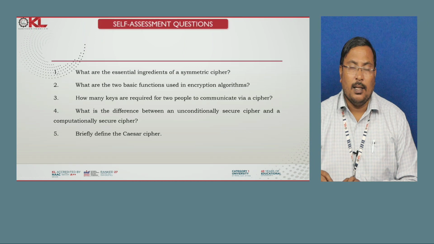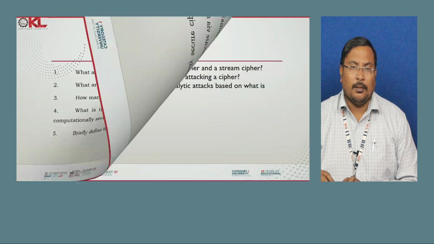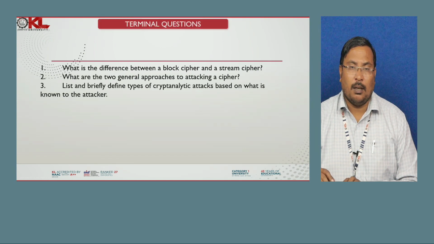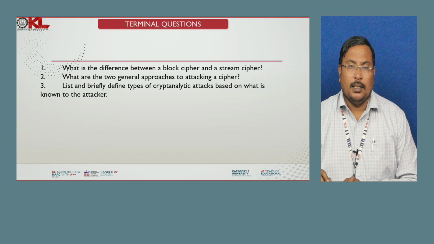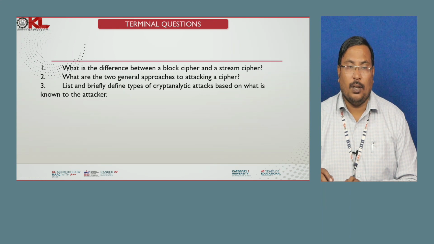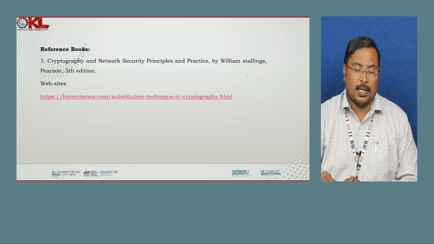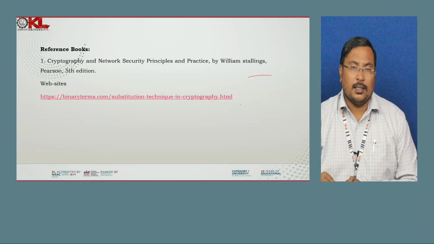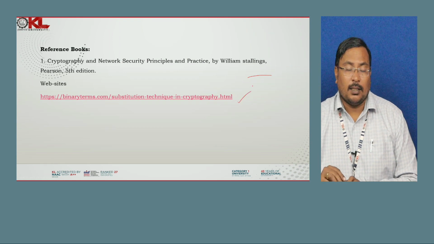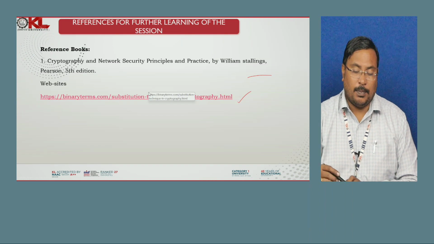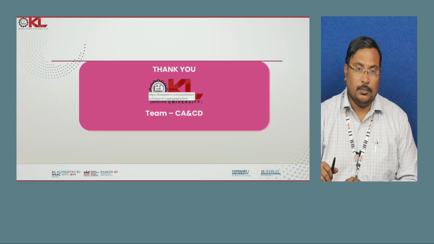These are the self-assessment questions. What is the difference between block cipher, stream cipher, and general approaches of a cipher? List and briefly define types of cipher attacks based on what is known to the attacker. For that I am going to use William Stallings' textbook, and this is the website. I am going to take some content about substitution ciphers. Thank you.